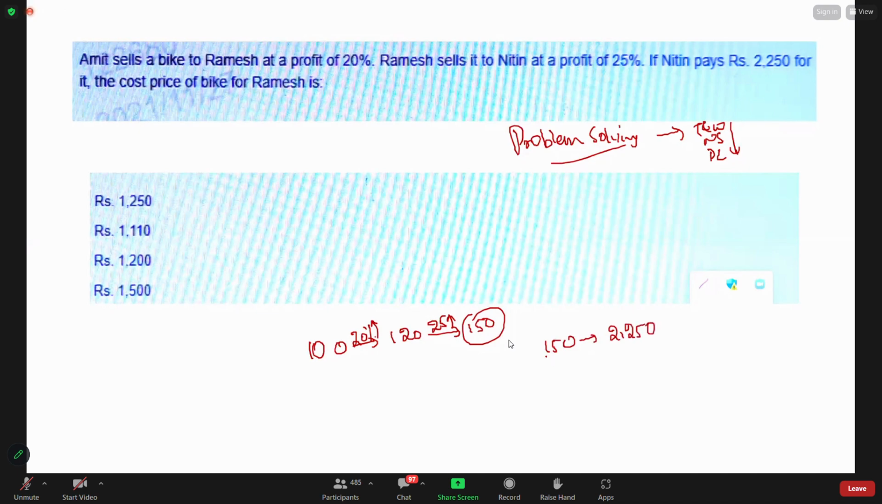So what do you want? You want the cost price for Ramesh. You want to find out what is 100. Now the cross multiplication would work. Now you can ask, sir, even here they are directly proportional. So if the number is increasing, this is also increasing. But something should be constant, like we need three terms there. So that's why we are not taking it.